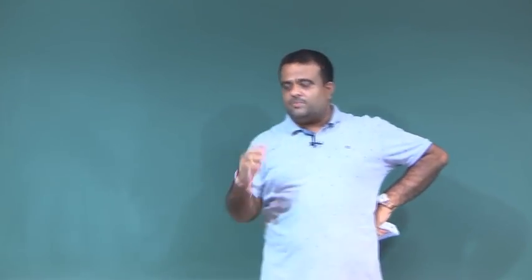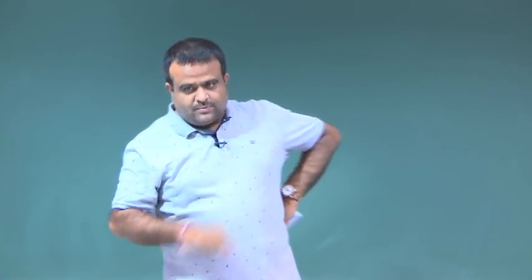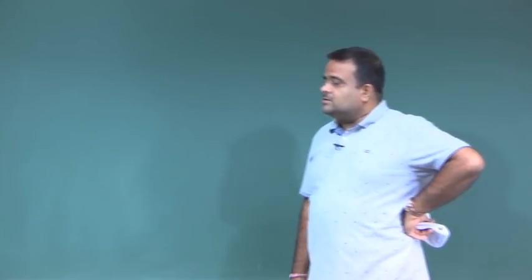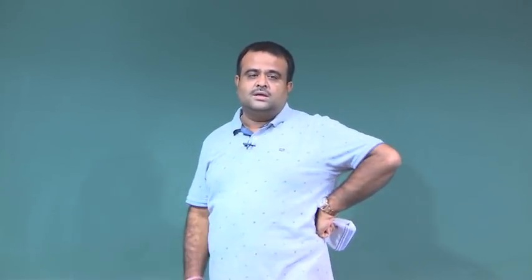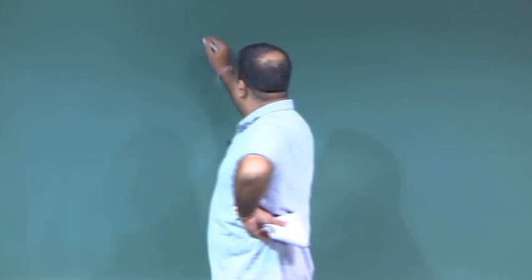Okay, so we are talking about vector space. In the last class, we discussed the linear sum of two subspaces. So, today we will talk about linear combination of some vectors. So, let us just recap.